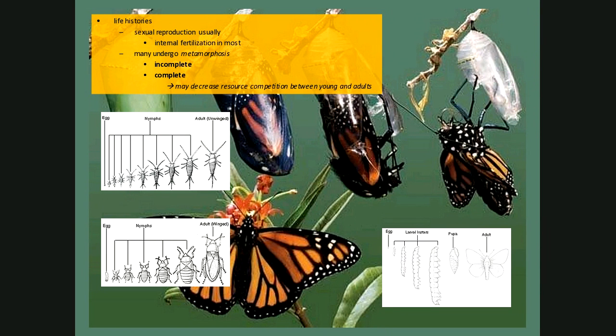It's sort of an interesting approach to this solution of limited resources that Darwin talked about way back at the beginning of the semester, right? This whole idea of limited resources. This is a great way to get around that.